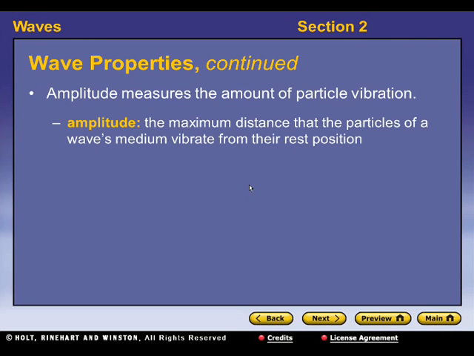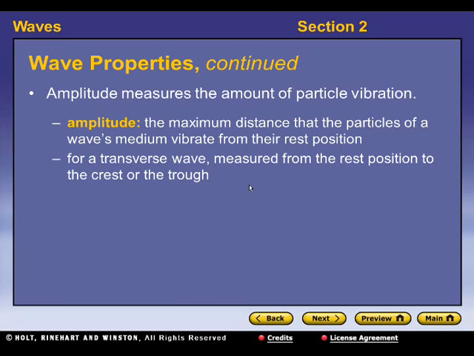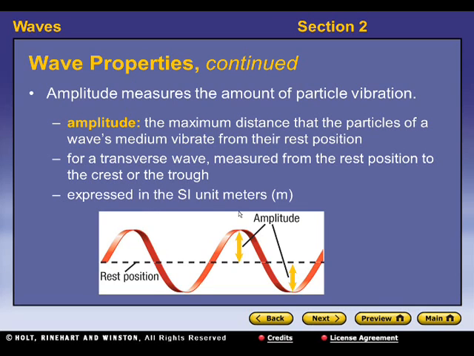Amplitude measures the amount of particle vibration. So amplitude is the maximum distance that the particles of a wave's medium vibrate from their rest position. For a transverse wave, that's measured from the rest position to the crest or to the trough, not from crest to trough or trough to crest. It's just from its equilibrium or rest position. There will usually be a straight line in the middle. It's from there to either the crest or the trough. That's called the amplitude. That's measured in meters.